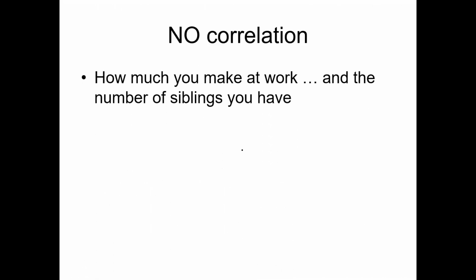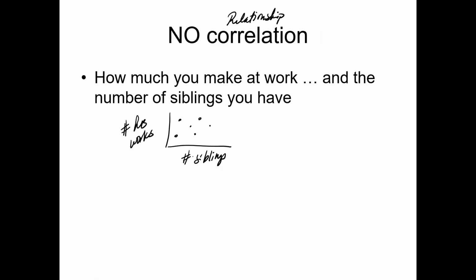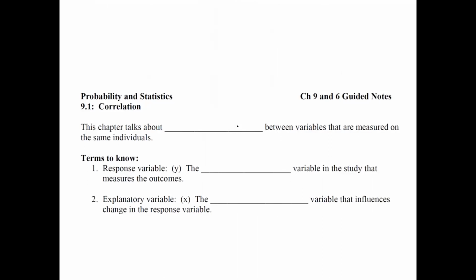Something that has absolutely no correlation or no relationship could be something such as how much you make at work and the number of siblings that you have. If this is the number of siblings that you have, and this is the amount that you work, it could just be something like this, where there's just a bunch of random dots and there's really no pattern there.